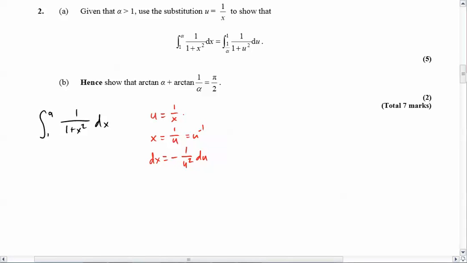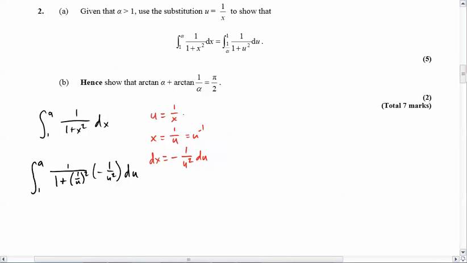Because we don't know what u is, we have to take the derivative of that as well, so negative 1 over u squared du. Alright, now we're actually going to make those substitutions and see what we can do. So we go integral from 1 to alpha of 1 over 1 plus x squared. Now x was 1 over u, so we change this to 1 over u squared. And then dx, of course, was negative 1 over u squared du.